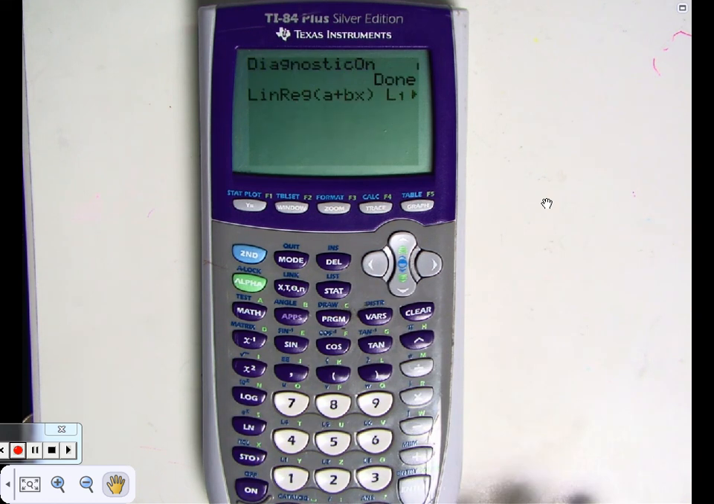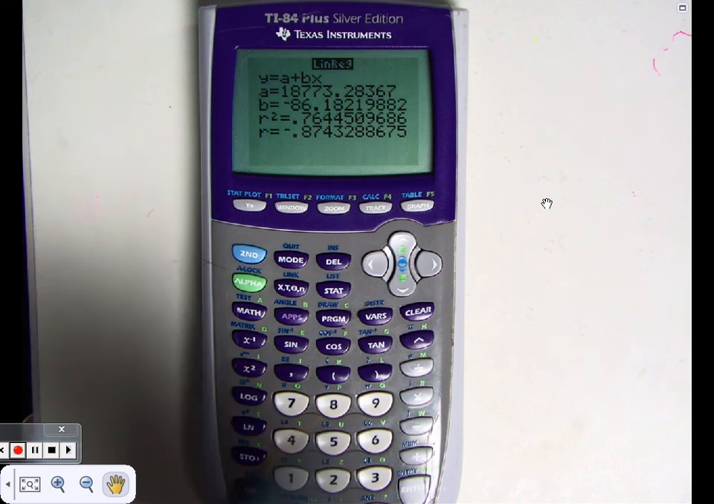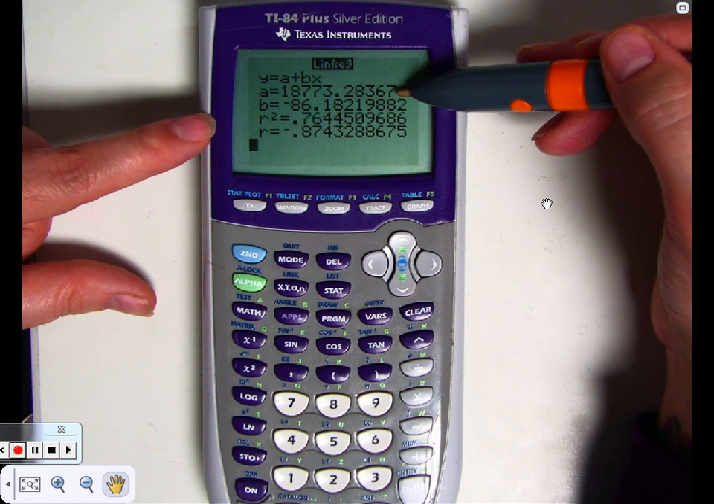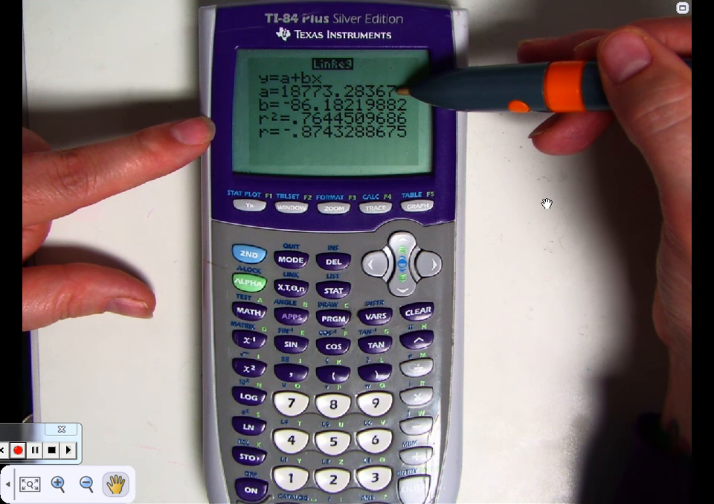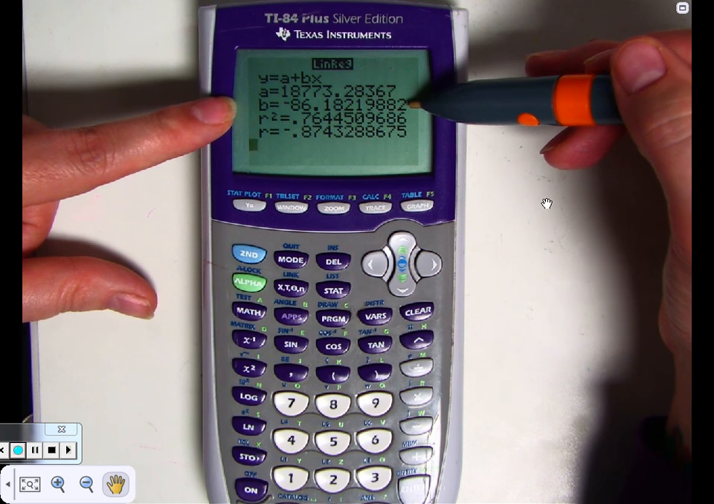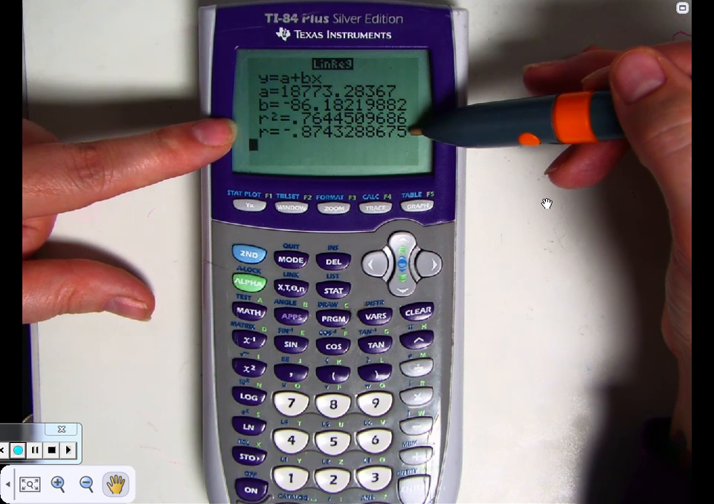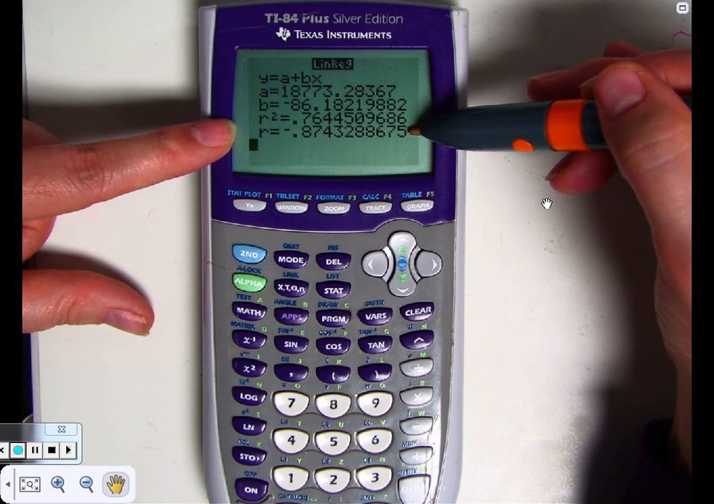And then we can calculate. This actually gives me my values. This is my y-intercept. So when there's 0 miles on the car, our car would cost $18,773.28. The price goes down $86 for every 1,000 miles increase. And then here's my R value. This is my correlation, a negative 0.87.